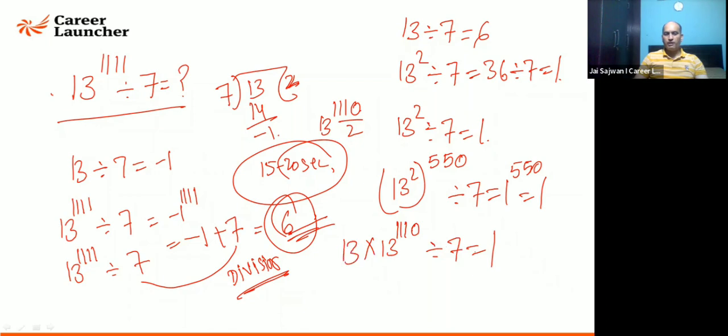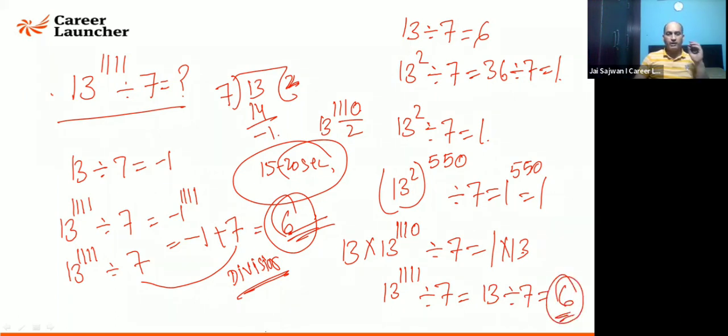I want to further multiply it by 13, so I should also multiply the remainder by 13. 13 to the power of 1111 divided by 7: the remainder is 13 divided further by 7, remainder is 6. This is also a way you can get your answer.